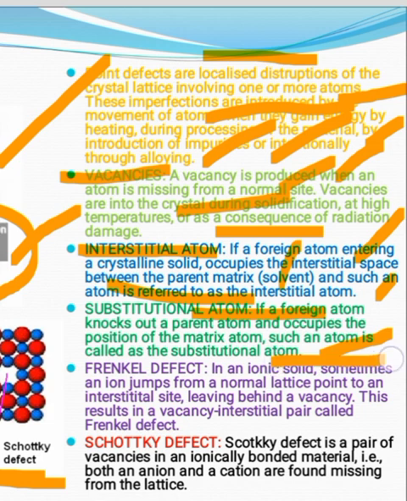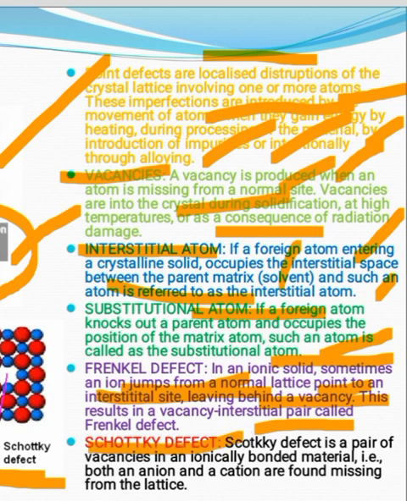Frenkel defect. In an ionic solid, sometimes a cation jumps from the normal lattice point to an interstitial site, leaving behind a vacancy. This results in a vacancy-interstitial pair called a Frenkel defect. So Frenkel defect means in an ionic solid, sometimes an ion jumps from a normal lattice point to an interstitial site, leaving behind a vacancy. This results in a vacancy-interstitial pair called a Frenkel defect.